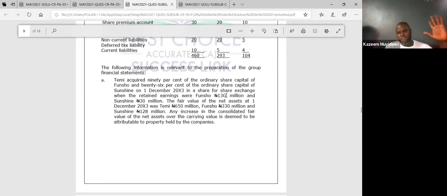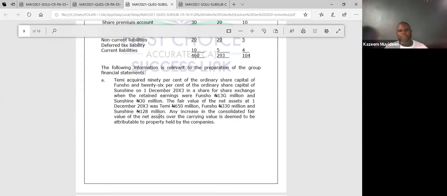him the retained earnings at the date of acquisition. He has control on that day. Even the 26%, he has control because Funsho has 60% in Sunshine, and Sunshine is 30 million. The retained earnings that I will use is 30 million. The fair value of the net assets, I don't need Temi. Funsho 330, I'll use the fair value. They want me to work from behind. I'll pick the shares, the share premium, and the retained earning. And out of the Sunshine is 128.